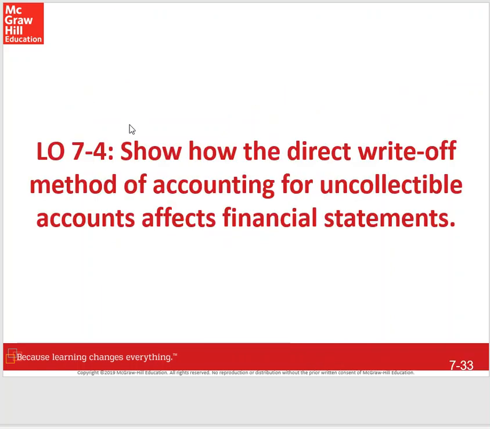So that completes the part of the chapter on the allowance method. Now we're going to move into the direct write-off method, which is another way of handling uncollectible accounts, or bad debts as we call them. You might see this used more in small businesses. Businesses that maybe don't have a large amount of uncollectibles could also use this.